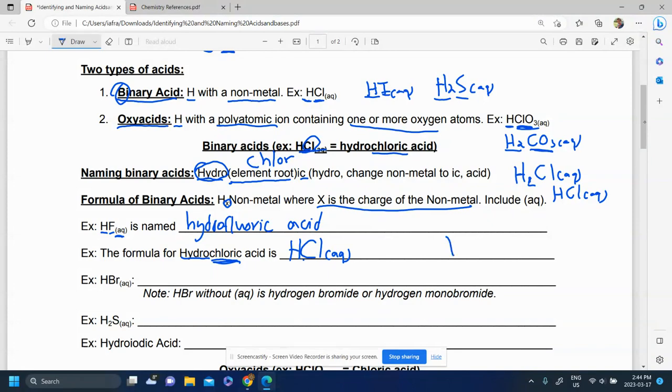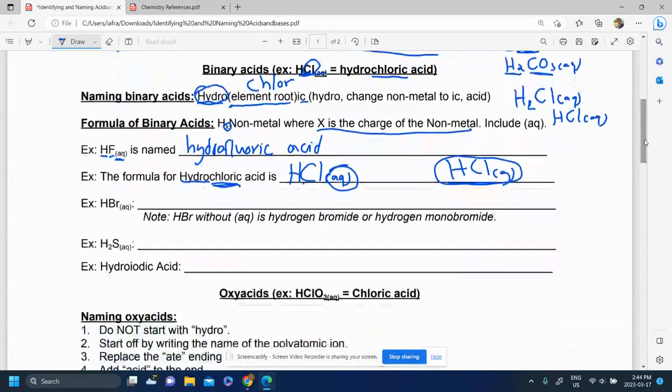For example, if I just wrote HCl, and then let's say I put gas. This is actually hydrogen monochloride or hydrogen chloride gas. It's not the acid. You really only act as an acid when you have the AQ there, because in water you can release the H+. All right, so you can pause the video and try the following examples yourself, and then unpause to see if you're on the right track.